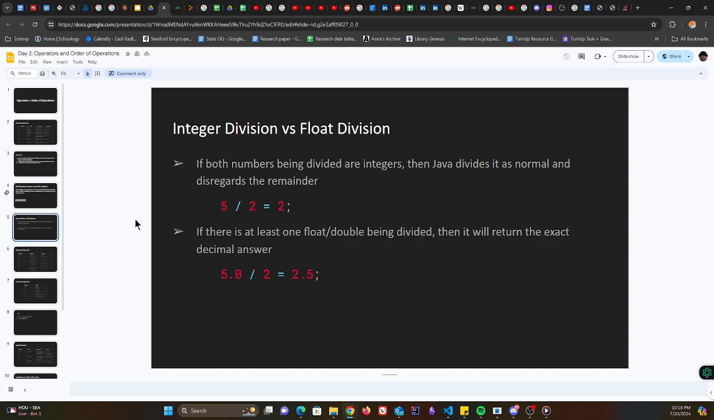Okay. And then integer division versus float division.